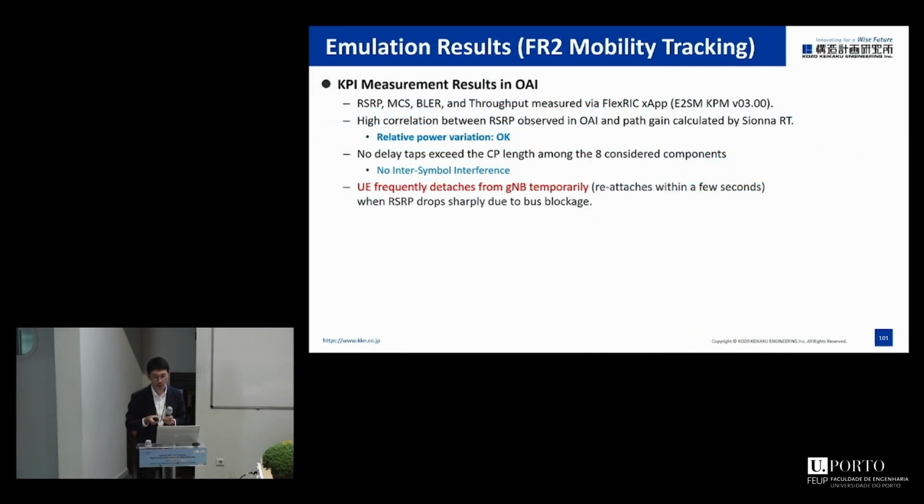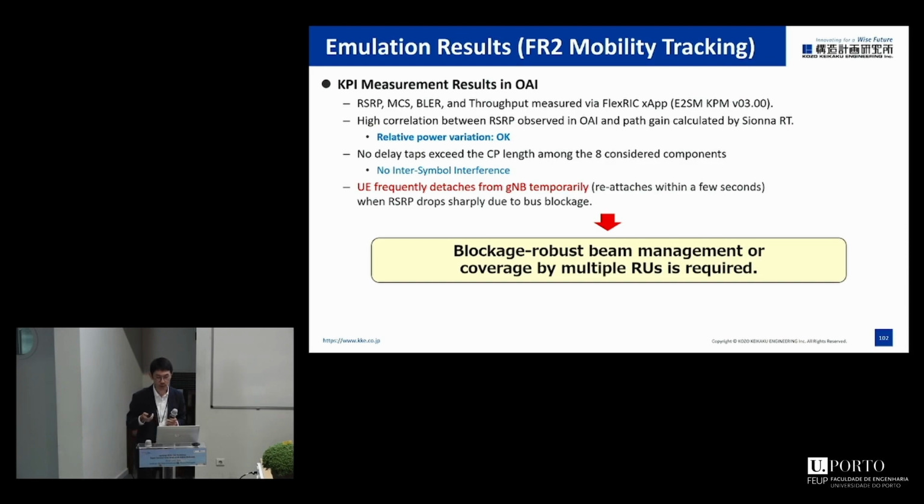So by comparing these two scenarios, we can say that to mitigate this blockage issue, we need more robust beam management or coverage from multiple RUs.